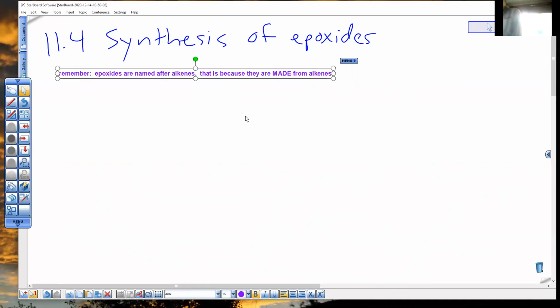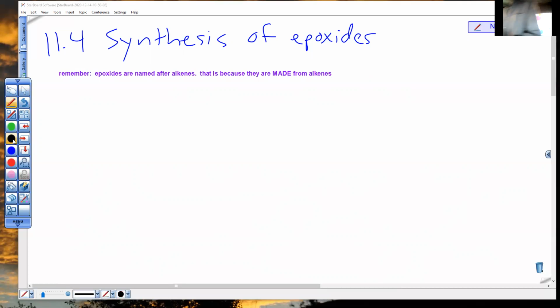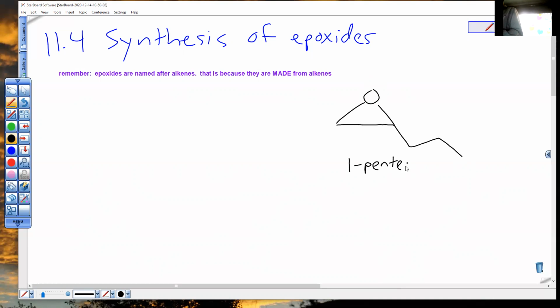Same story here. So if I want to make this epoxide right here, its name is 1-pentene oxide. And where did it come from? The name says where it came from, 1-pentene.